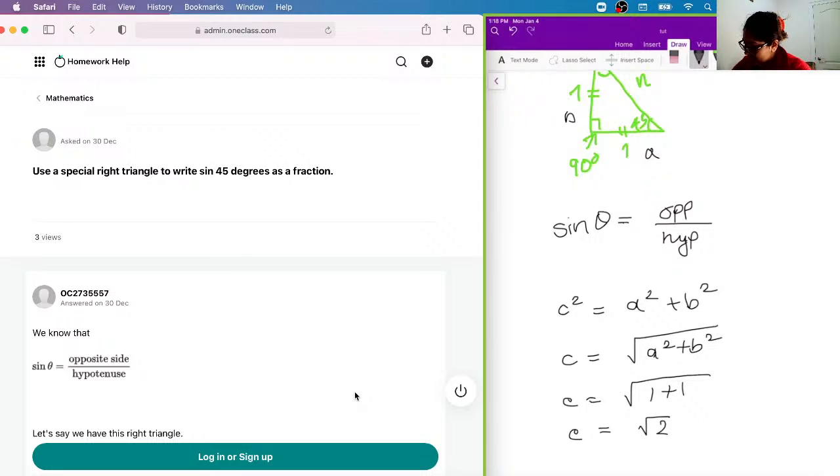And so by getting our hypotenuse, you can substitute this into the equation to find sine theta, or in this case, sine 45.